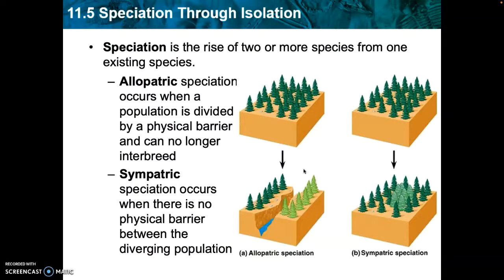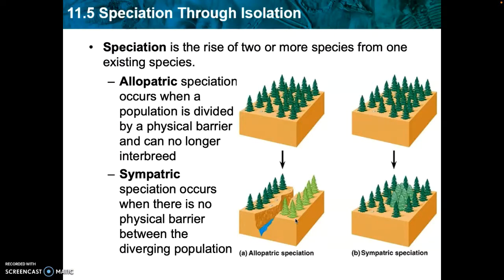So there's two types of speciation depending on how it occurs. They're called allopatric and sympatric. Allopatric speciation is when there is a physical barrier that divides a population. So something like a canyon opening up right in the middle of a population. If this side stops breeding with the individuals on the other side, then they become isolated from each other. They stop the gene flow and they could become separate species.